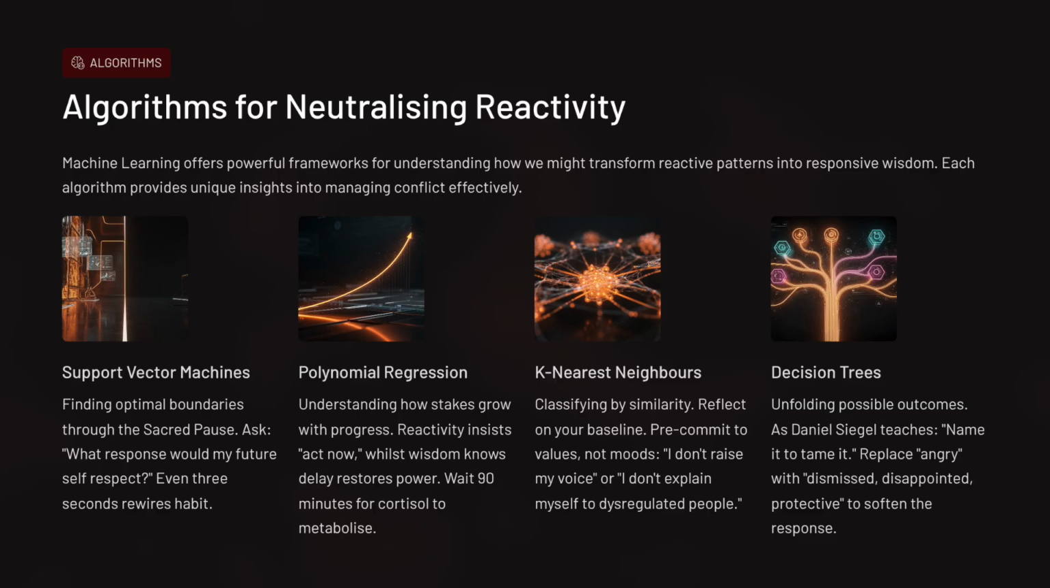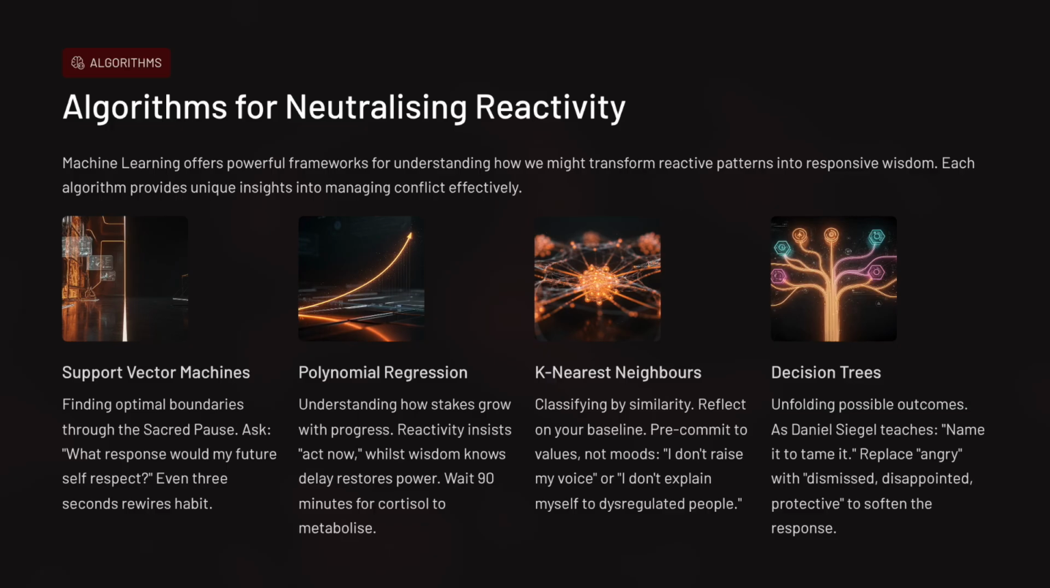Come to think of it, polynomial regression is the most accurate reflection of reactivity and how the urgency illusion amplifies conflict. Reactivity insists, act now or lose control, while wisdom knows that delay restores power. So try to not engage with a major emotional response within 90 minutes. That's roughly how long cortisol takes to metabolize.